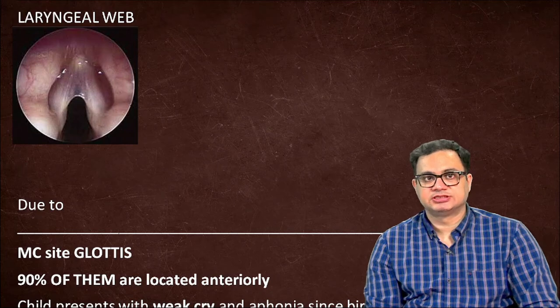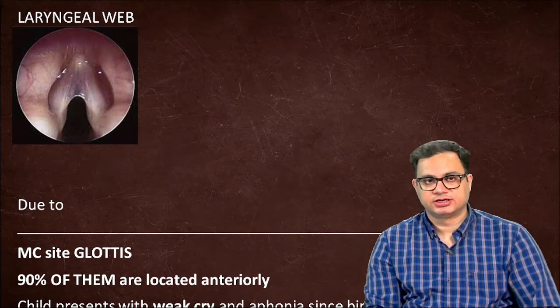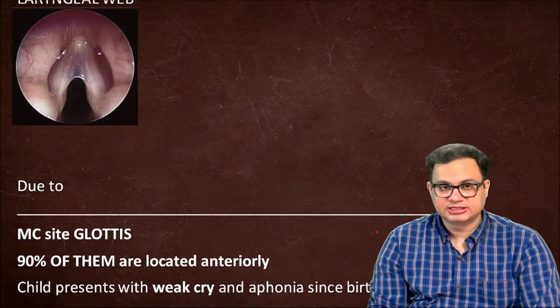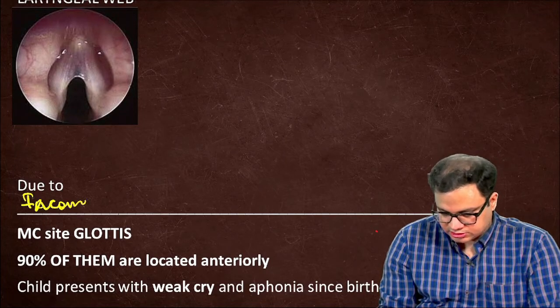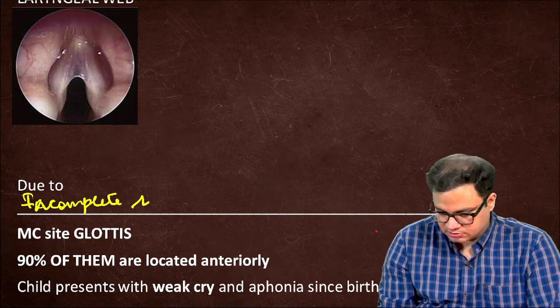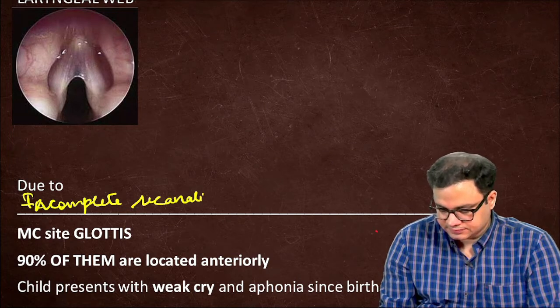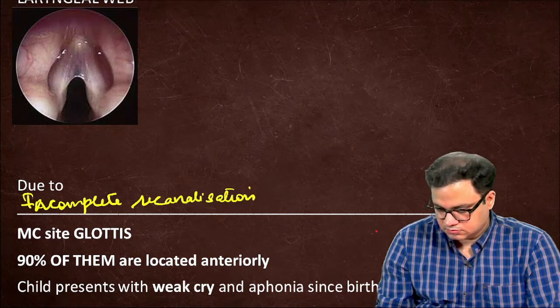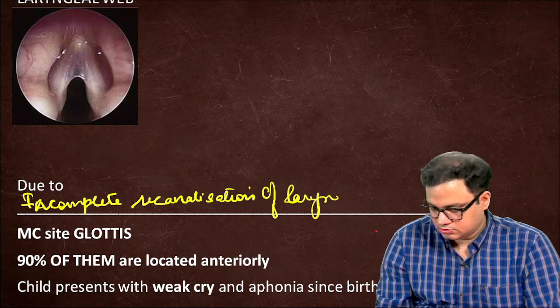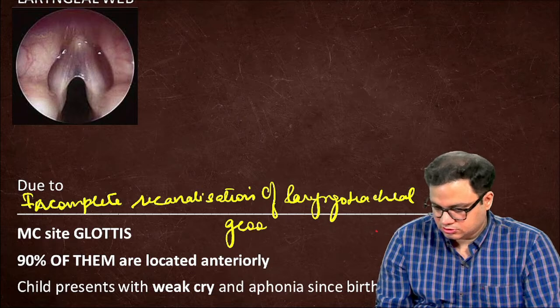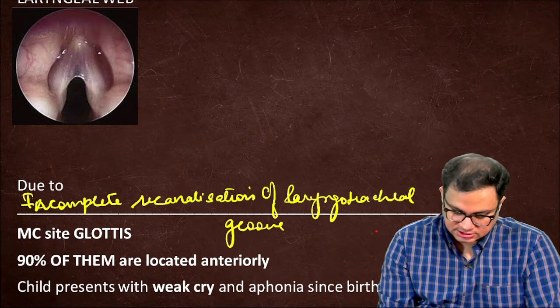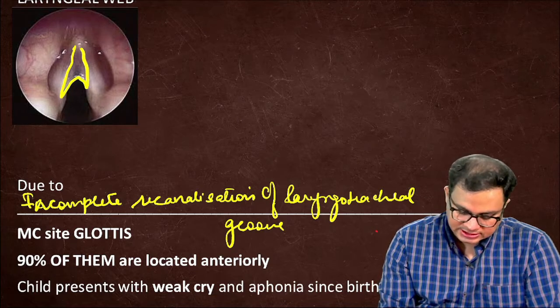Now the next condition is the laryngeal web. It is also a congenital condition, and it is basically because of incomplete recanalization of the laryngotracheal groove. Like you can see here, this is the laryngeal web.